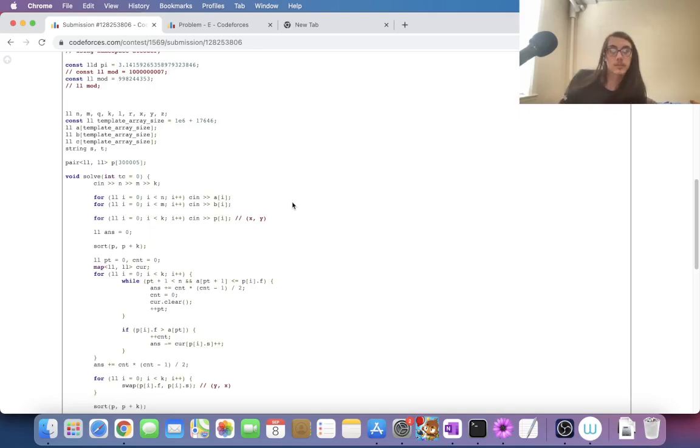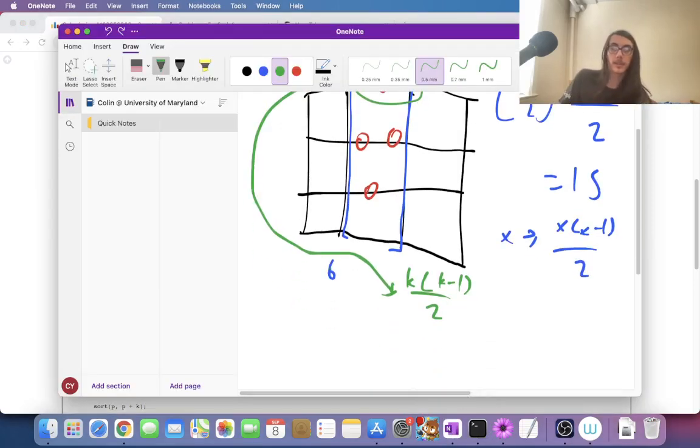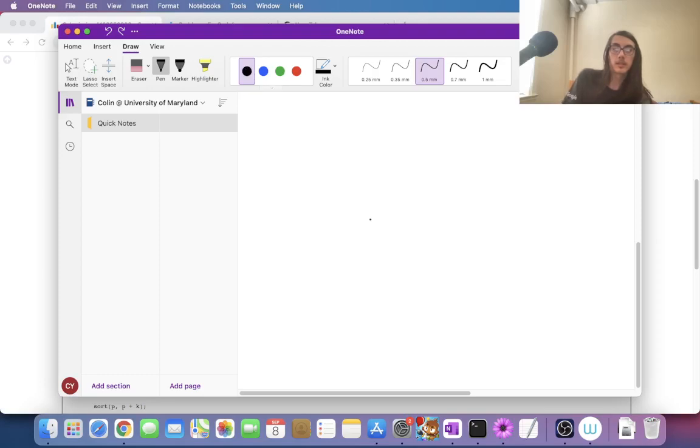Right, so what are we going to do? We're going to iterate through the people, and again, we're keeping a pointer to the smallest.